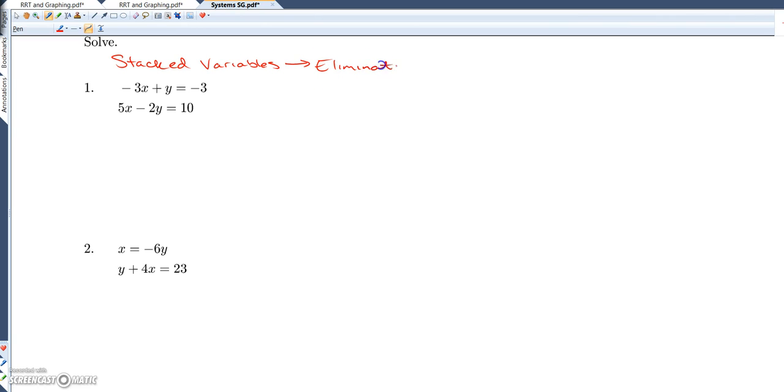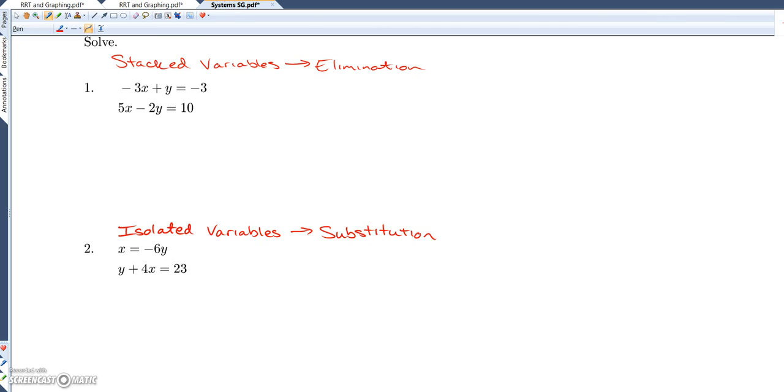Now I'm looking at number 2. I have a variable that's already by itself. An isolated variable automatically tells me that I should be going with the substitution route. I'm not saying that it's impossible to do it either way. You can choose whatever you want, and it's always going to work out. But which one is going to be the easiest, the fastest for you, not just because you like elimination better, but because it's the most efficient way to do a particular problem.